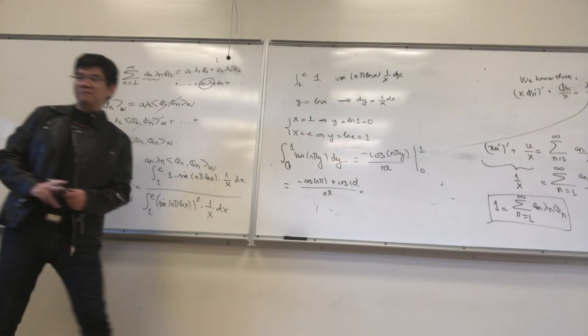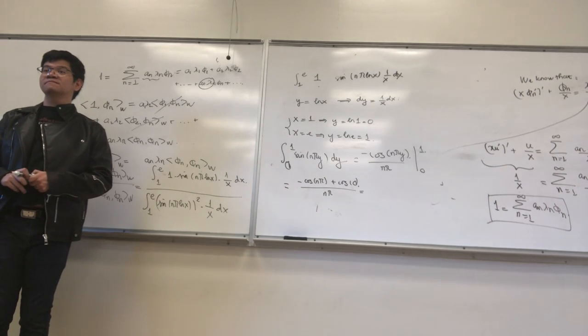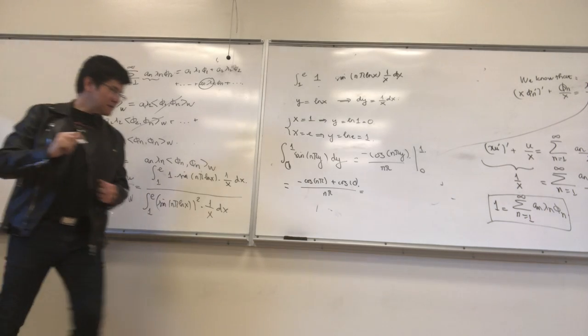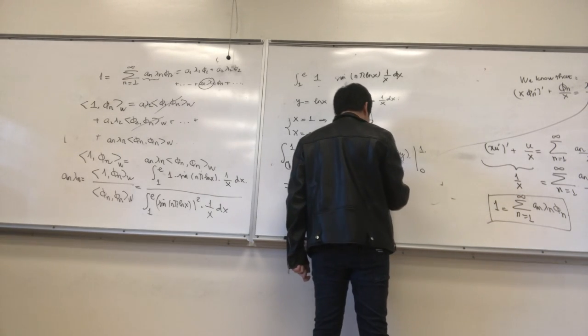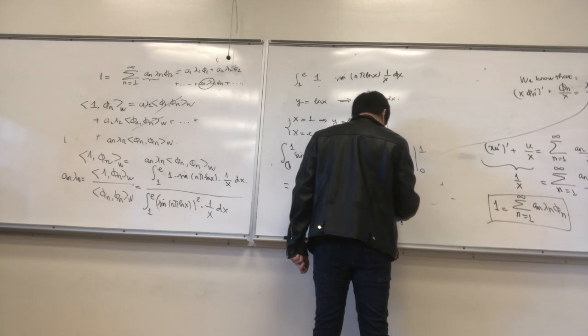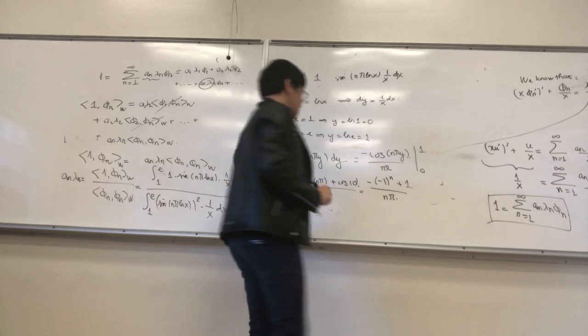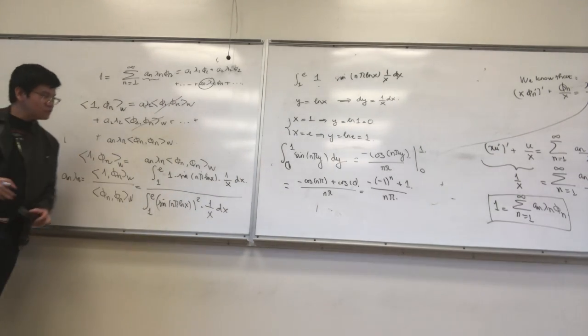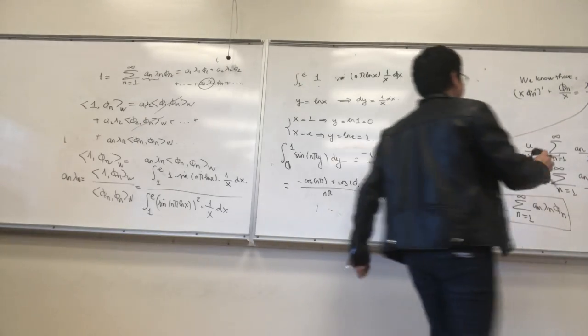So what is cosine of n pi? So this gives you minus (minus 1) to the power n over n pi, plus 1 over n pi. Right? So this is the first integral. Now we have to compute the second integral.